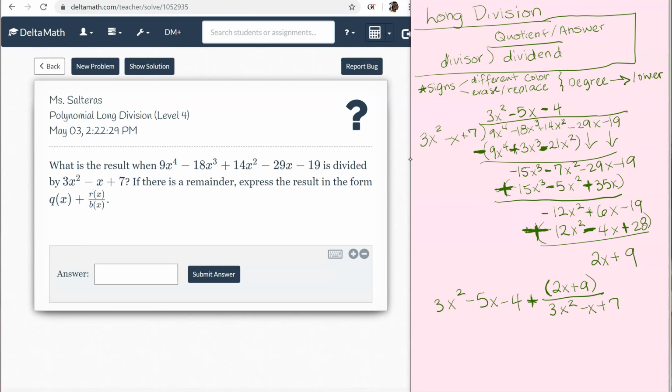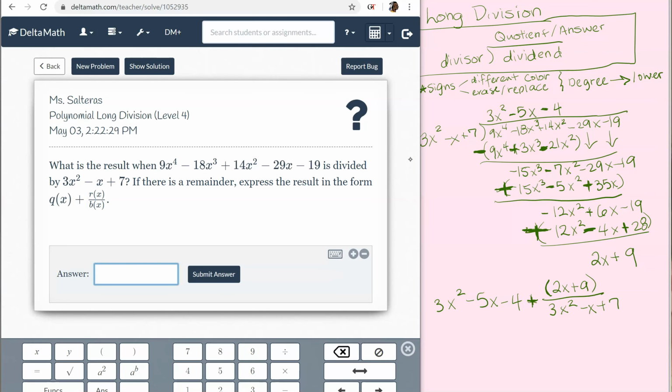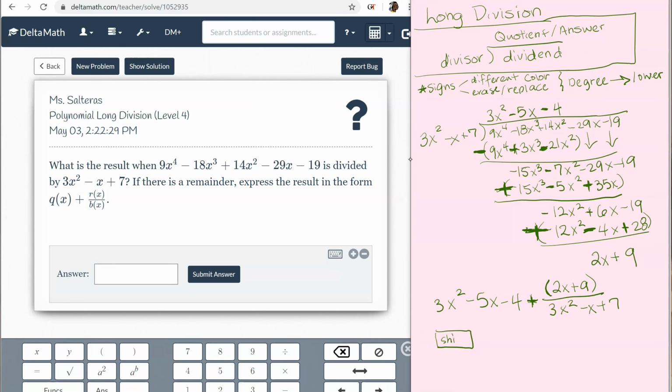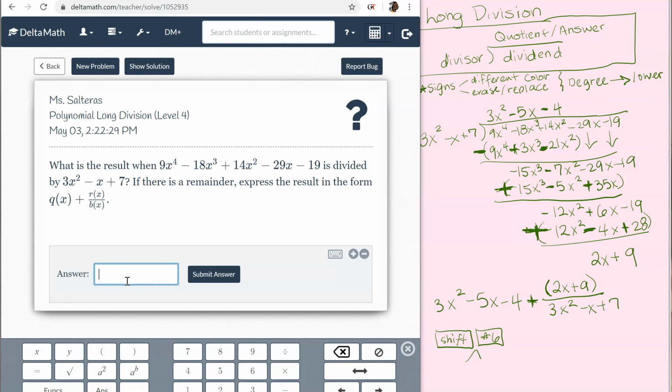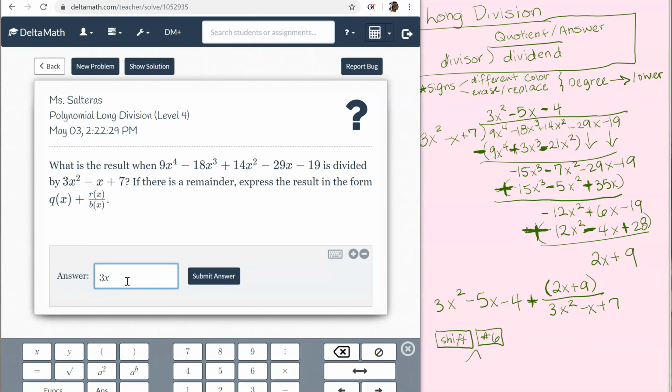All right, so if you're using your laptop keyboard, instead of using the actual keyboard from Deltamath, in order to get your exponents, you're just going to hold shift and the number 6. That's where you're going to get your caret. If you don't want to do that, then go ahead and use the keyboard from Deltamath. All right, 3x shift number 6 will give us our exponent. Make sure you press the right arrow in order to go back to the regular line.